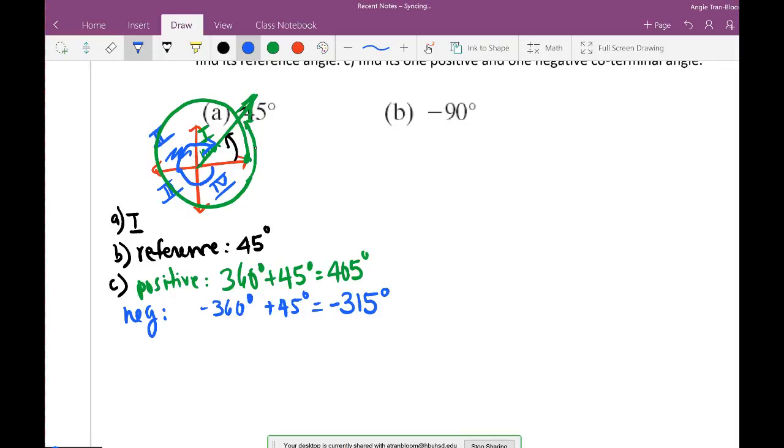All right, B. Same thing. First thing, it wants you to do what? Draw it out. So can you please draw it out? And then I'll hand you my laptop so you can draw it out on my laptop.